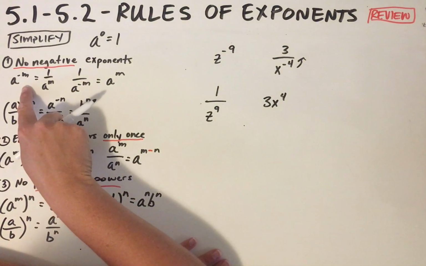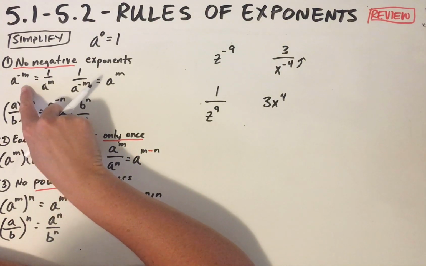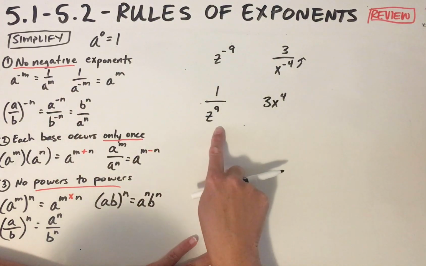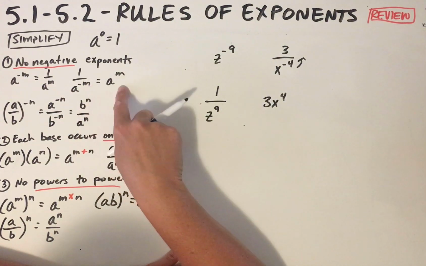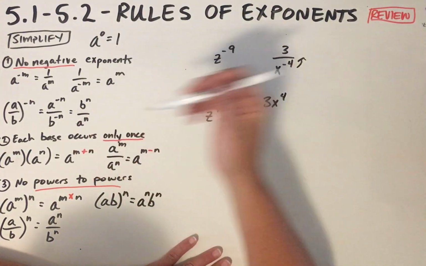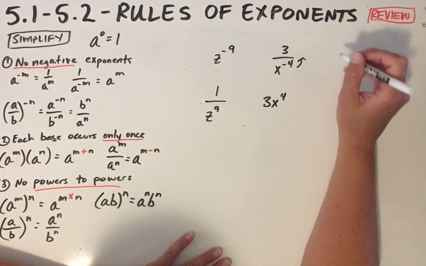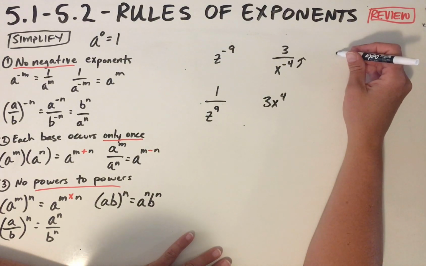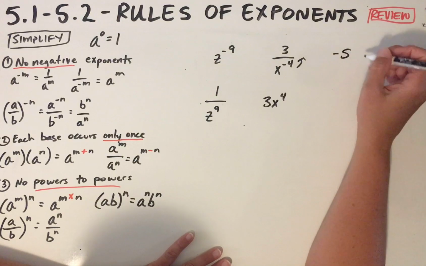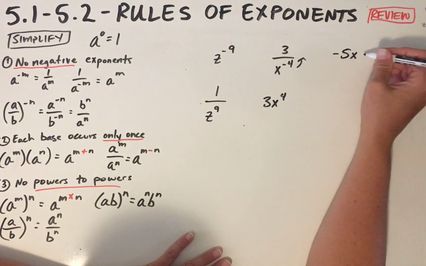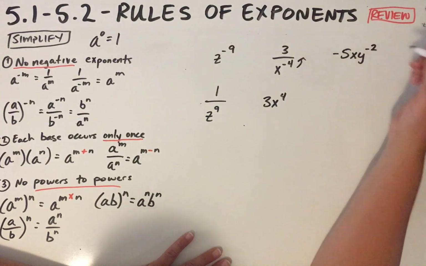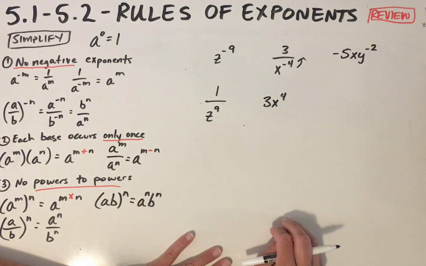So that's what these rules say. These negative exponent rules say if you have a negative exponent and it's upstairs, put it downstairs. It'll be positive. If you have a negative exponent downstairs, put it upstairs. It'll be positive. Okay, these can get a little more complicated. So let's say though that I have -5xy to the -2. Well, how do I simplify this one?